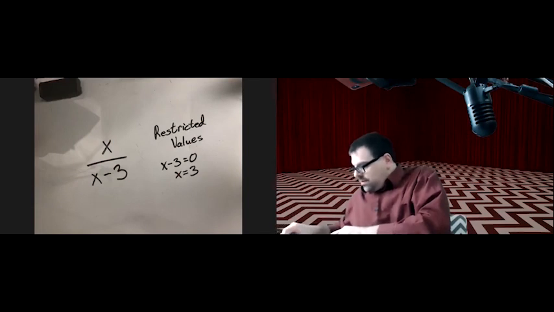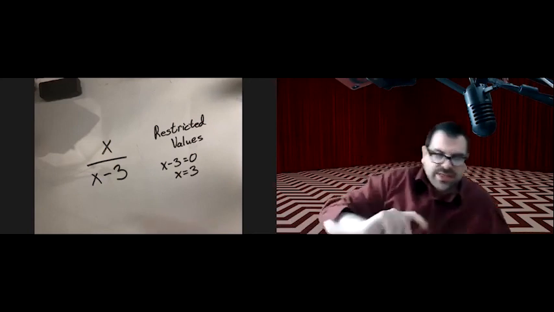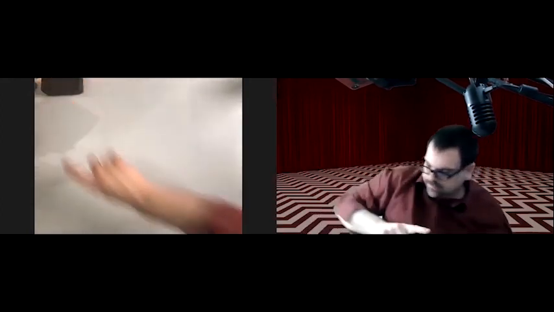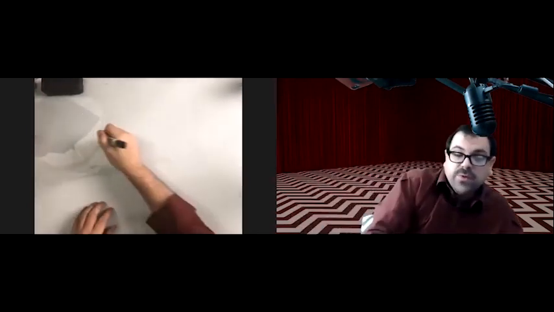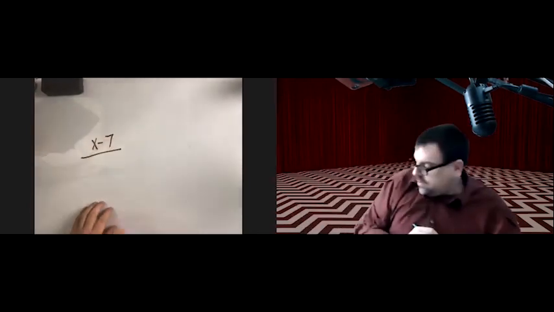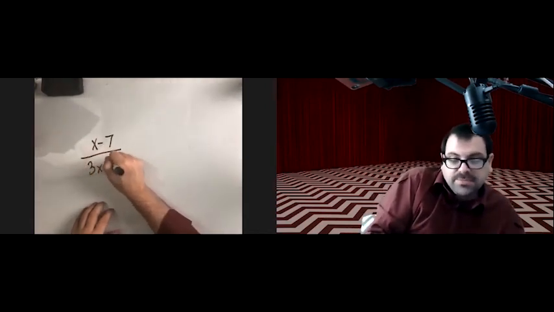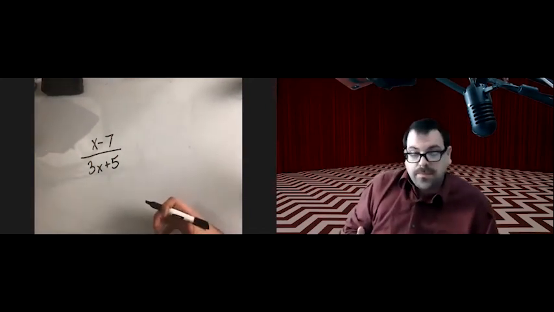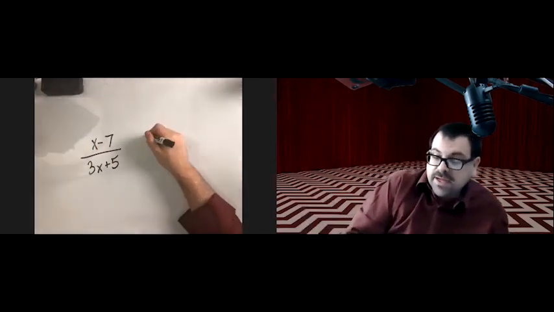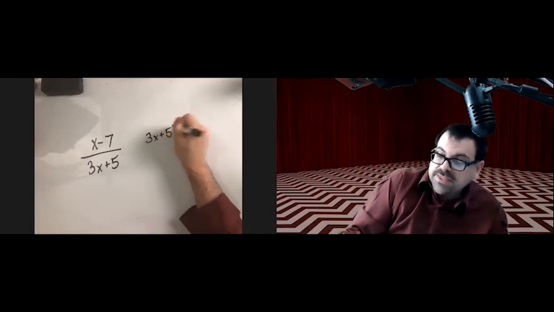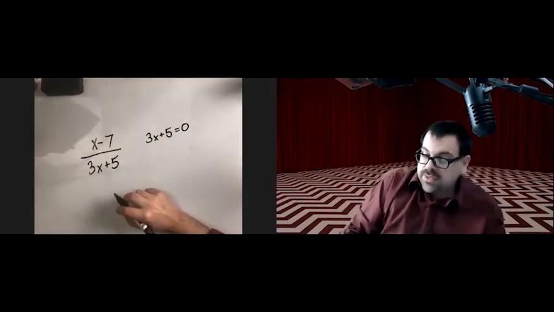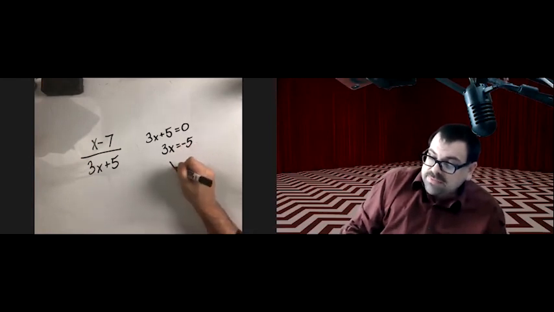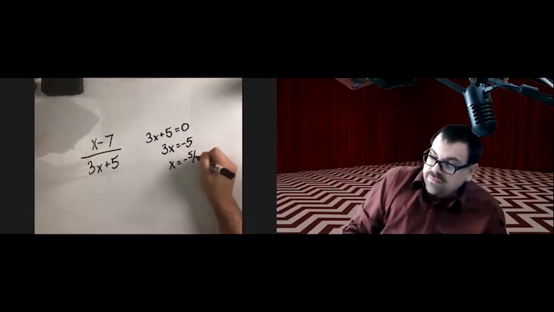Let's find some more restricted values. If we had x minus 7 over 3x plus 5, what would be the restricted value? Well, we find these by taking the denominator, 3x plus 5, and setting it equal to 0. Subtracting 5 from both sides, 3x equals negative 5. Dividing both sides by 3, x equals negative 5/3.